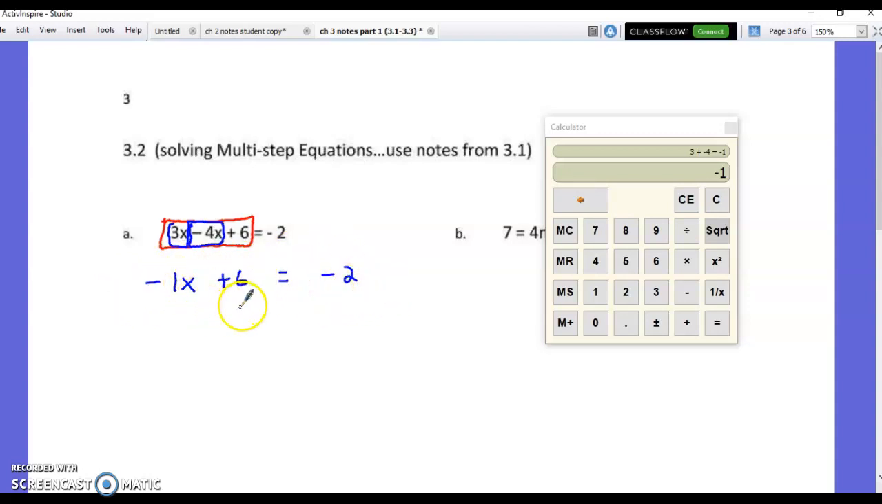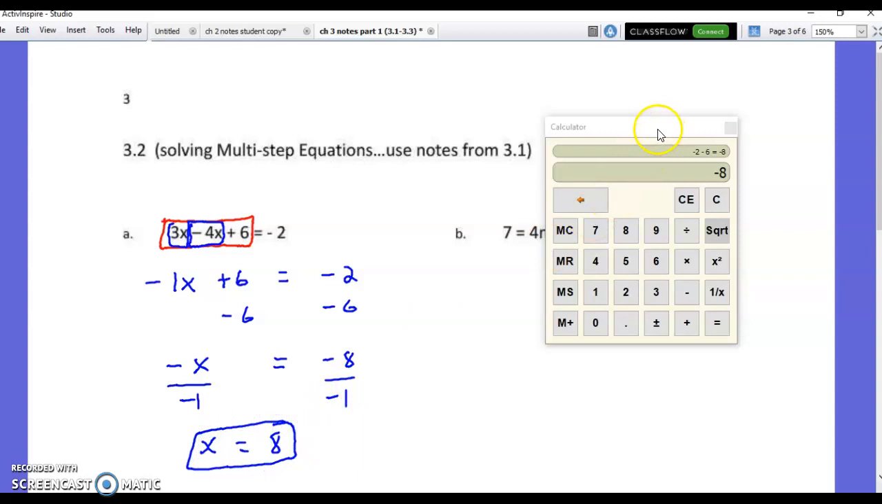Now I can take this constant, because I have to get this x term by itself, and subtract 6 from both sides. So I'm getting this negative x by itself. So negative x, I can call it negative 1x, but it's the same. That equals negative 2 minus 6. Negative 2 minus 6 gives me negative 8. And then we talked about this in the previous lesson. Anytime I have a negative variable, I can just divide it by a negative 1, and it makes it positive. But I have to divide this by a negative 1 as well, because whatever you do on one side, you have to do on the other side. So x equals negative 8 divided by negative 1, which would be positive 8. That would be my answer.